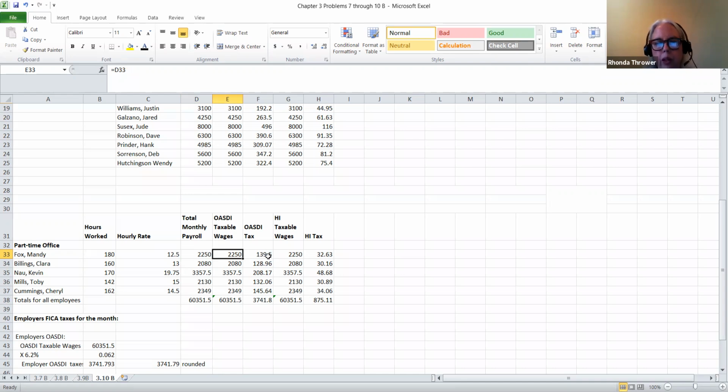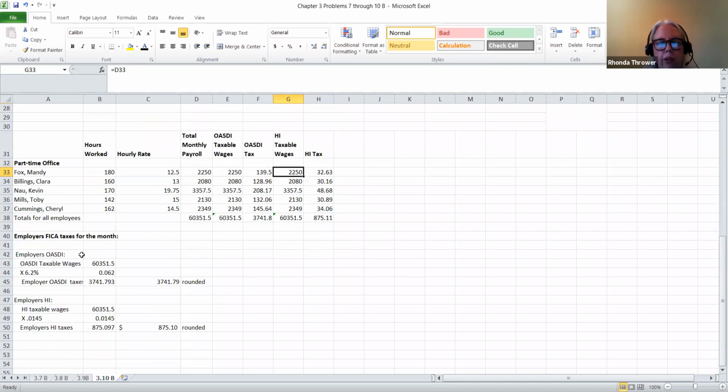So all the wages are subject to OASDI tax. You simply multiply the wages times the 6.2% tax rate, and you do the same thing for HI taxes, multiplying the monthly wages times 1.45%. And you just do that for each of these.